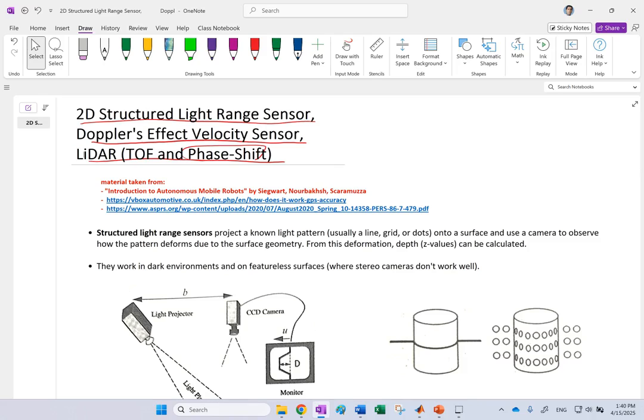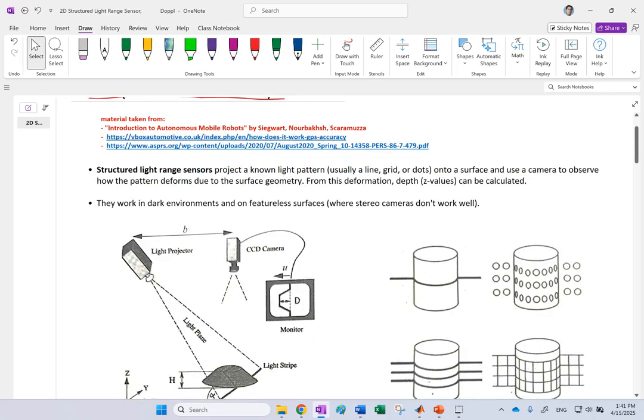The material here comes from our textbook, Introduction to Autonomous Mobile Robots by Siegwart, Nourbakhsh and Scaramuzza. The second one is a website. The third one is a PDF file, which is really great. So let's get to it.